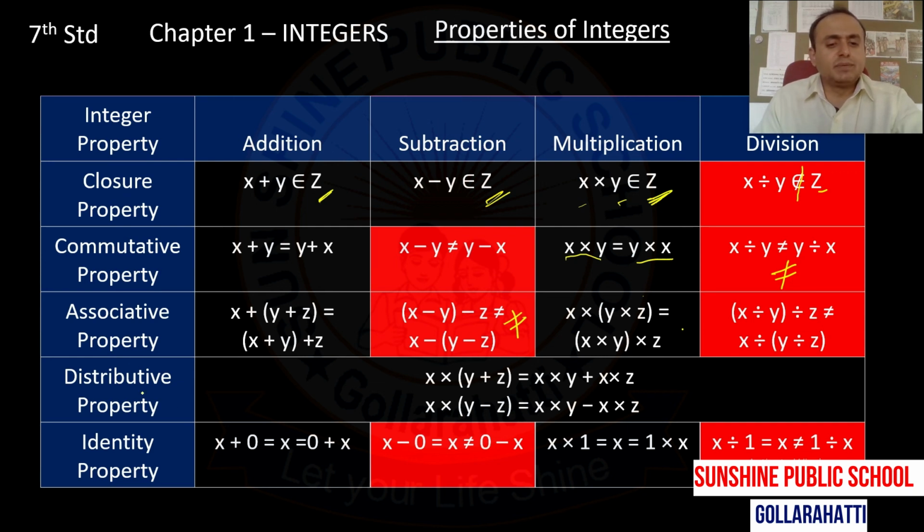And the next is the distributive property. In the distributive property, we have it only in multiplication, that is, the distributive property of multiplication over addition and the distributive property of multiplication over subtraction. And at the last, the identity property. So 0 is the identity of addition and 1 is the multiplicative identity.